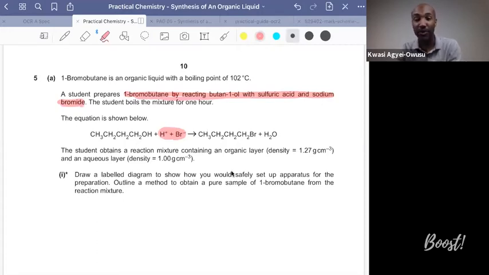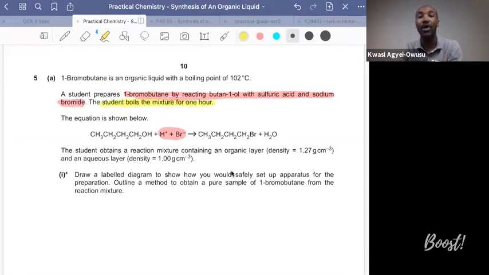Our H+ ion is going to protonate the OH, and we're going to be replacing water, eliminating water from our alcohol. So the student boils the mixture for an hour. That is an important clue there.